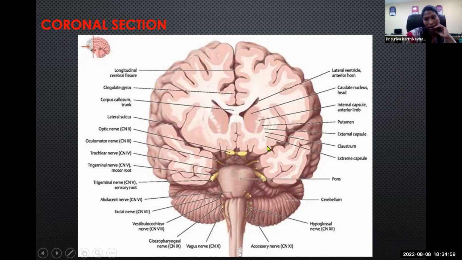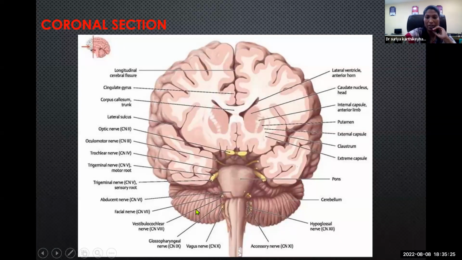In the coronal section, we can make out the longitudinal fissure, then the outer gray matter, the inner white matter, and the masses of gray matter here. The cavity here is called the lateral ventricle, and then we can find the corpus callosum. That's the commissural fibers. And this is the caudate nucleus, internal capsule, putamen, external capsule, claustrum, extreme capsule, and then we have the insular cortex.